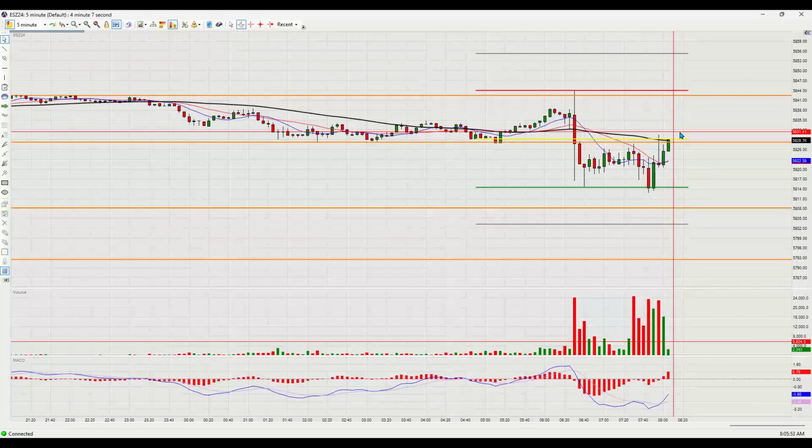I like that. Yep. Instead of the market testing you, you're testing the market, and the market's always going to win in that fight. Yep. Yep. Exactly.